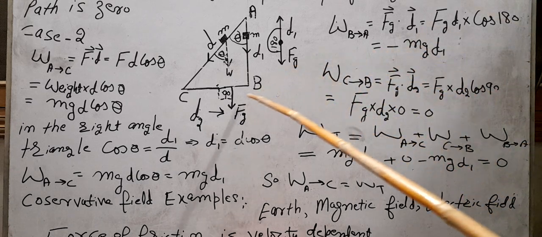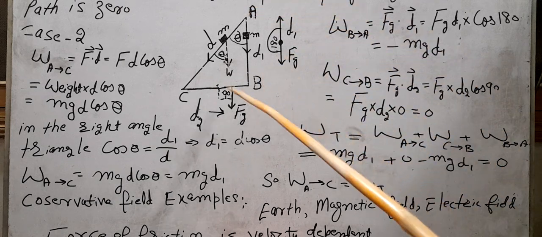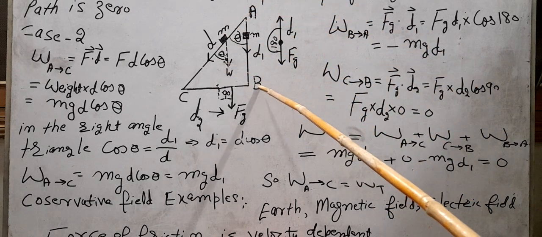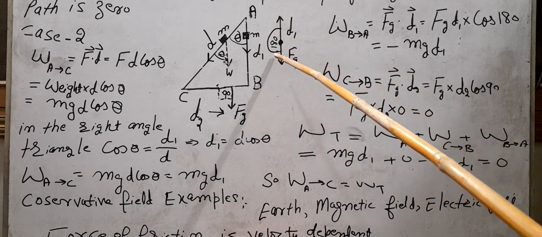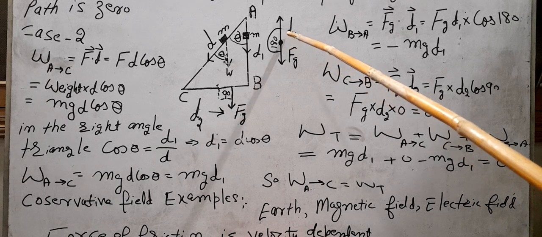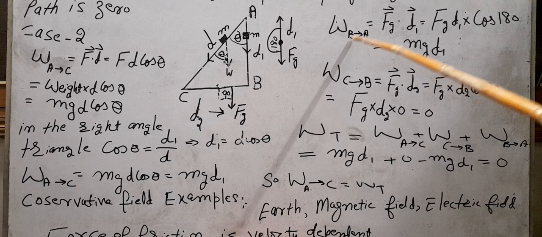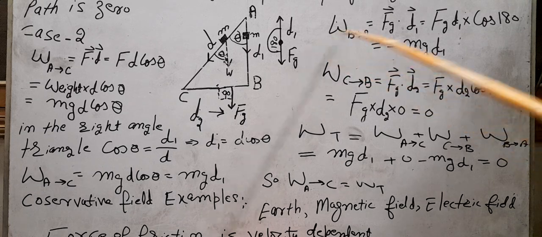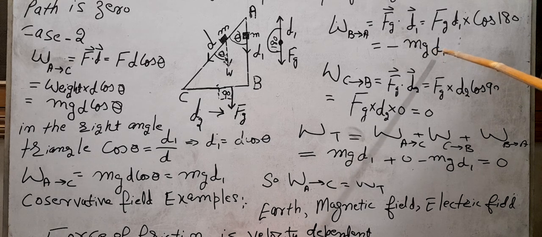Now this body is moved from B to A. In this case, we are moving the body in the upward direction, and the force of gravity, or the weight of the body, is in the downward direction. The angle between them is 180 degrees, and cos 180 is equal to -1. Therefore, the work done in moving the body from B to A by the force of gravity comes out negative, minus mg d1.